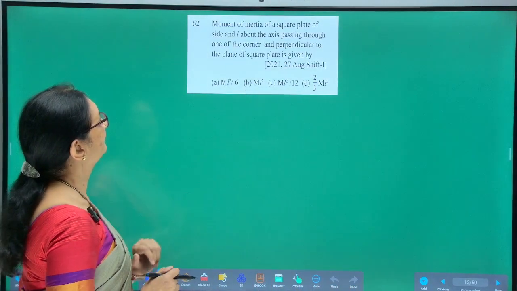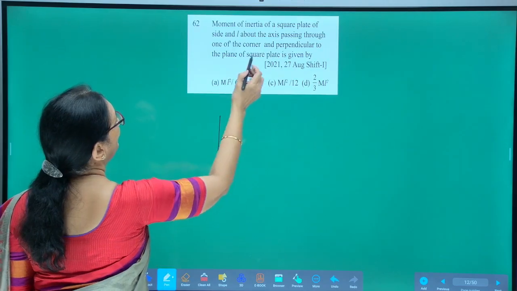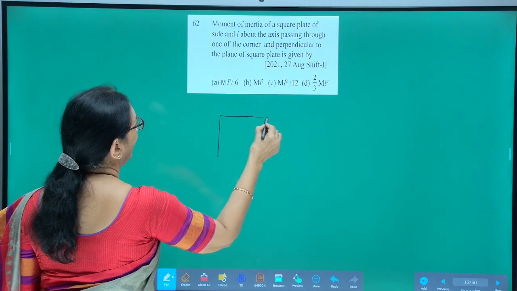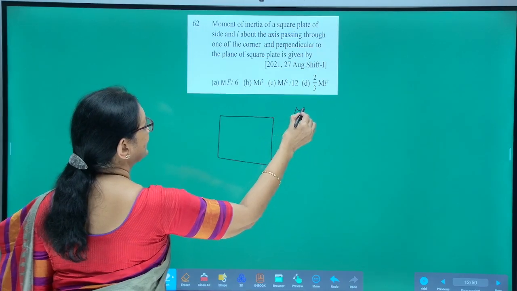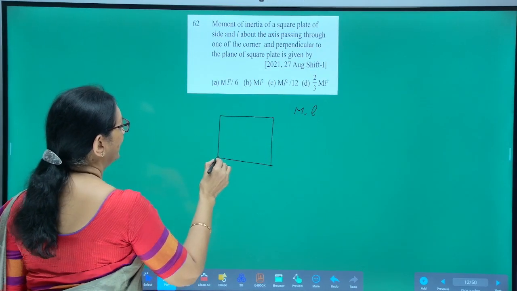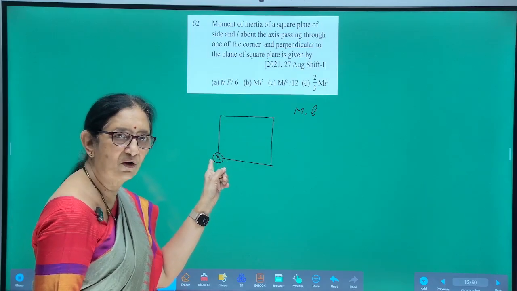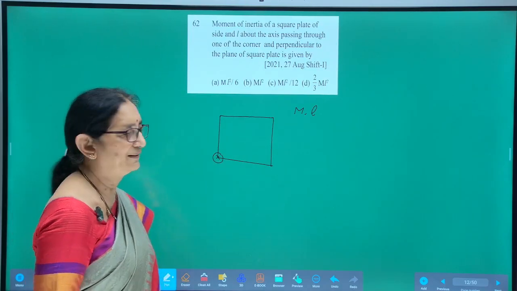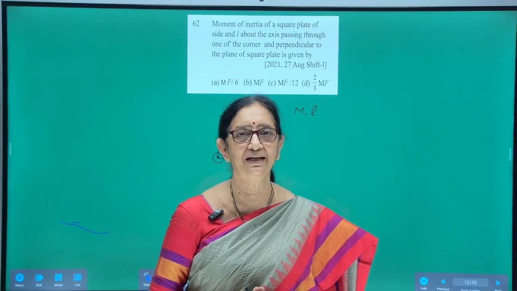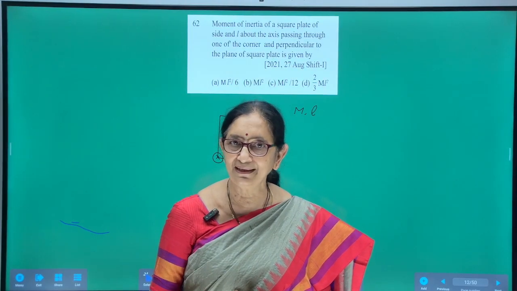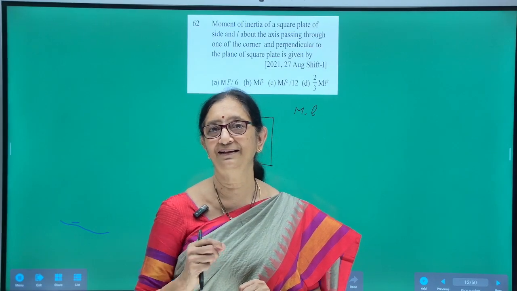Now, moment of inertia of a square plate of side L about an axis passing through one of the corners and perpendicular to the plane. This is a square plate of mass m, side length L. We are supposed to find out the moment of inertia of this plate about an axis passing through one of the corners and perpendicular to the plane, like this. So, if we need to find the moment of inertia of any object about any axis not passing through the center of mass, we should think of parallel axis theorem.